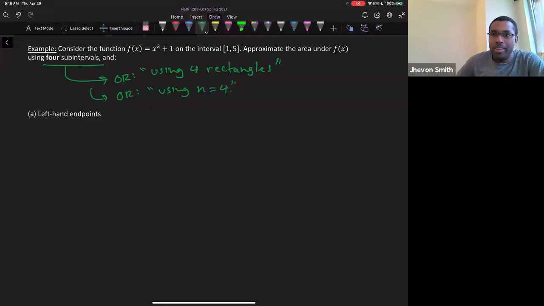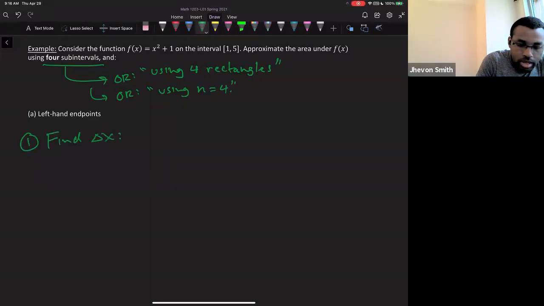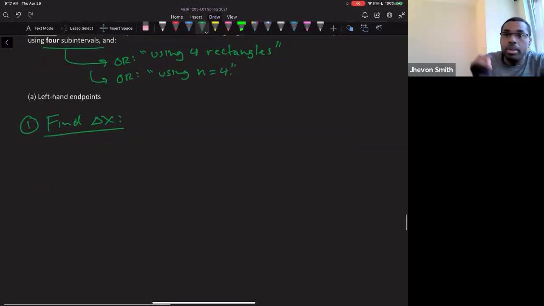Okay, left-hand endpoints. I kind of want you to think of this as a 3-step process. I could break it into 4, but let's go with 3. The first thing you want to do when you want to find the finite approximation is, step 1, find your delta x. Now, when it comes to finding delta x, remember there's a formula for it, b minus a over n. So you just have to remember that a is the left-hand endpoint.